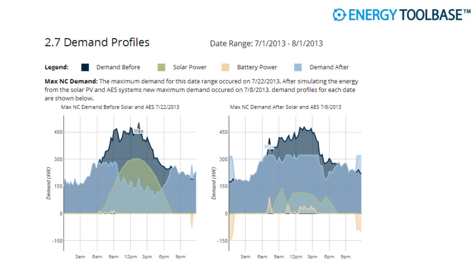So the best way to use EnergyToolBase is to have interval data, 15-minute usage data of a facility, and most commercial businesses should be able to get this data from their utility. Some residential sites have it as well. But what we're seeing here is a day where the building's energy load is normally dark blue, and then we have a solar array that turns on in the middle of the day. And so the new building load, instead of having a big, tall midday peak, has a little morning peak and then a little afternoon peak. The solar array has reduced the building's peak demand throughout the day, and so that's good.